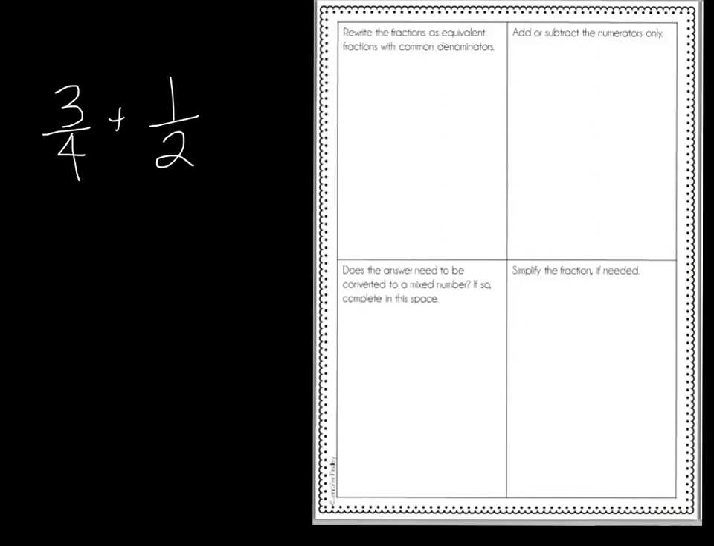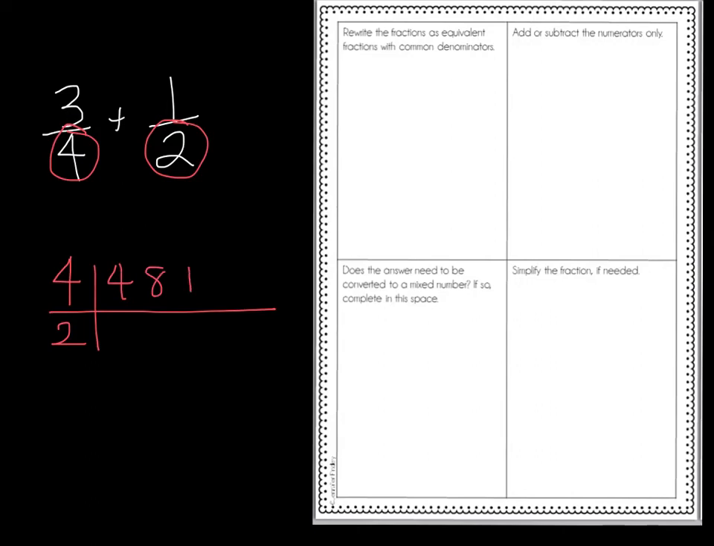We need to rewrite the fractions as equivalent fractions with common denominators. Well, here are our denominators. We want to make them common using the least common multiple. Let's find multiples of 4 and 2. Multiples of 4, got 4, 8, 12, 16. Multiples of 2, 2, 4, 6, 8. I see that my lowest number, my least common multiple, is 4.